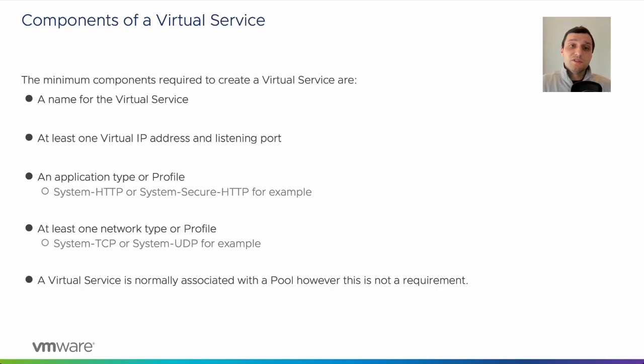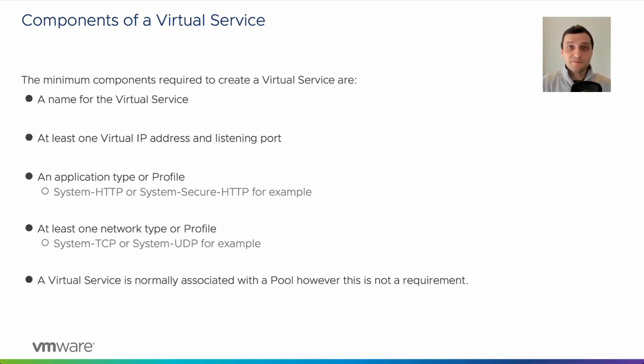So here are the components of our virtual service. At a very basic configuration, we'll have a name for that virtual service. We'll have at least one IP address as well as a listening port. In my demo, I'll be using the listening port of 80 because that's the port for HTTP traffic. We'll also have an application type or profile. I'll touch on this more as we go through the demo. One network type or profile, so whether we're talking TCP or UDP. And then it's not required, but you can configure a pool. In a lot of cases, you'll always have a default pool, but it's not required, and I'll show that in the demo as well.